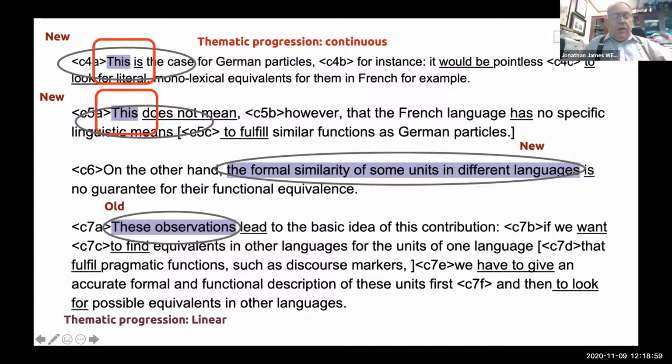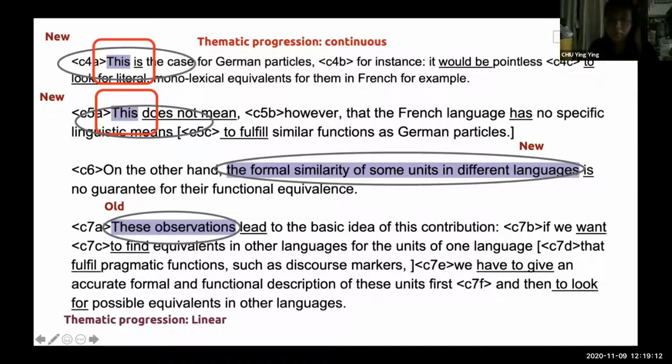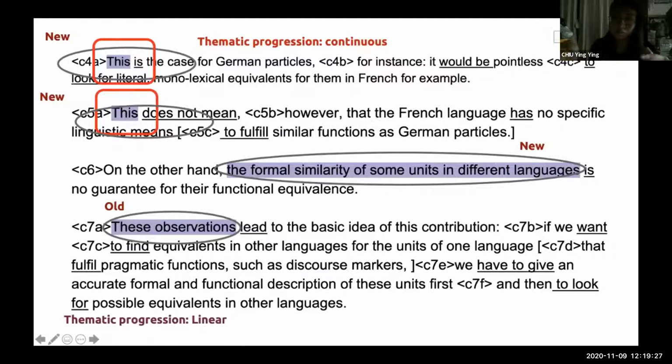Because usually it would have been referring to this is the case. What is this? Because I was summarizing clause 4 to clause 7 as a part. So I consider clause 4, 5, and 6 as the new, so they can be summarized as these observations in clause 7. So I consider it as new information, but not referring to the previous clause.